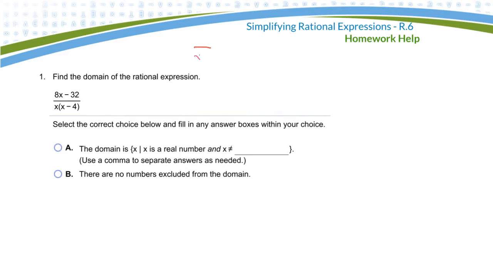So say I have something like x minus 2 here. I can't have a 0 on the denominator. So in this case, x could not be equal to 2, because 2 minus 2 is 0, so you can't have that.